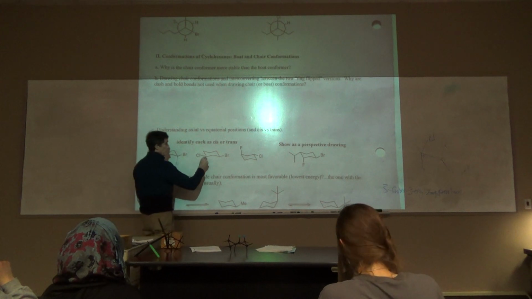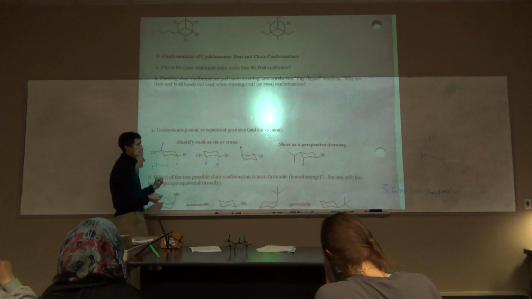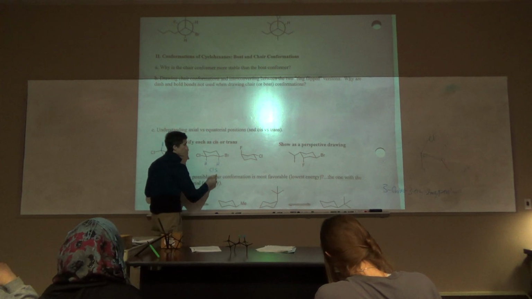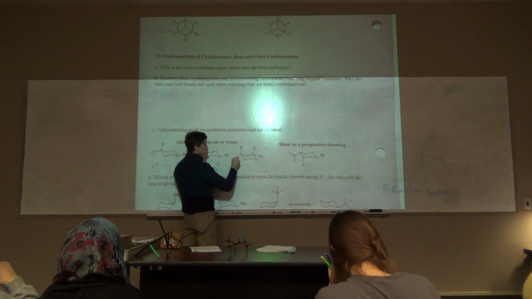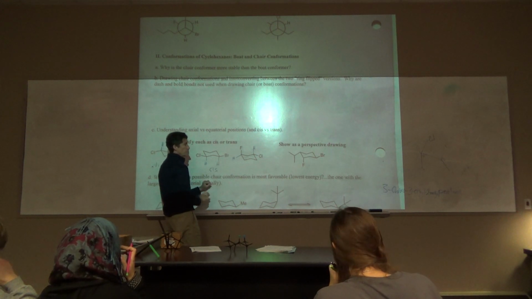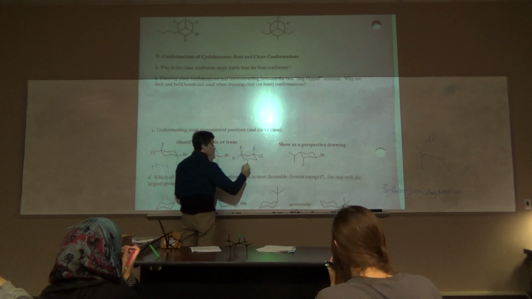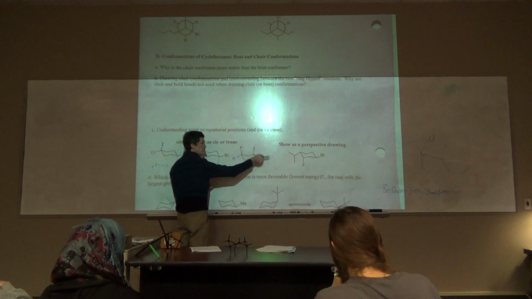Over here, the H is down, the H is down. These two halogens are what? Cis. The H is up. The H here is equatorial. Those two halogens are trans. The F is above the H, the chlorine is below the H.